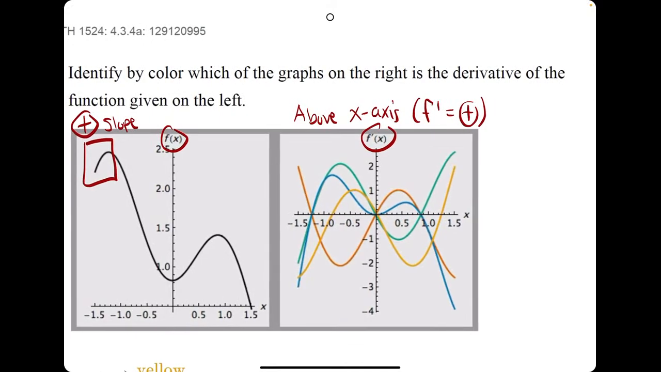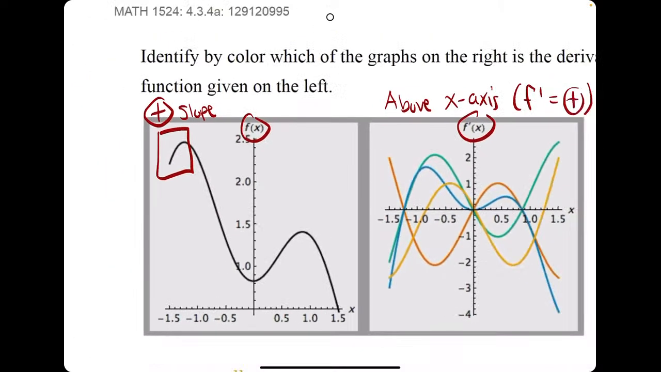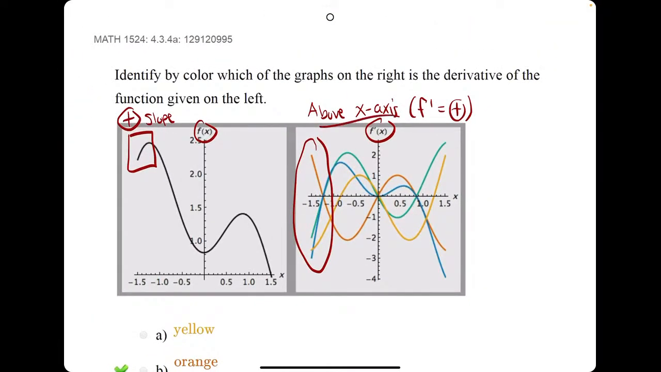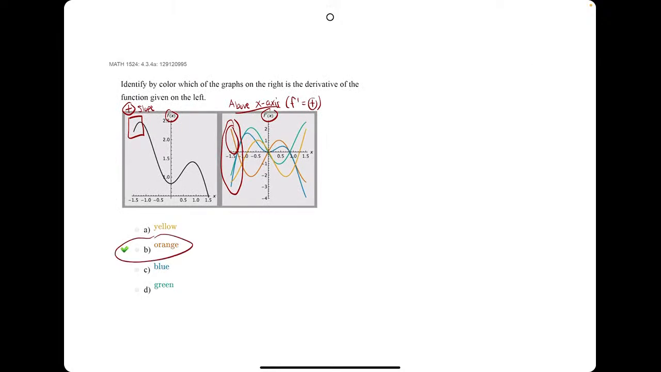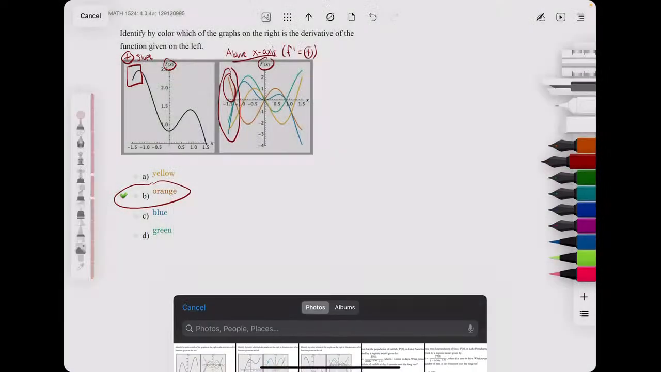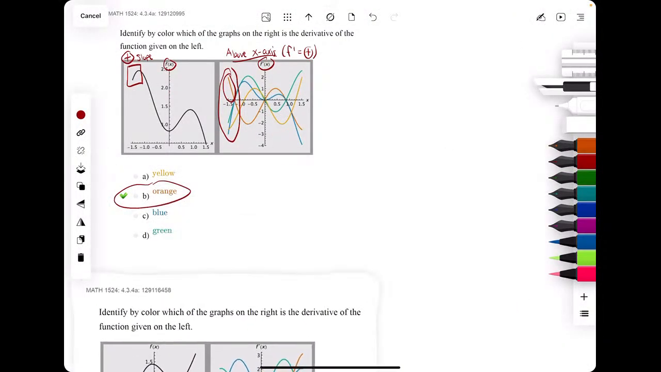So shortcut, if right off the bat it's increasing or has a positive slope, then right off the bat we're looking for the color that is above the x-axis. The only one that is above the x-axis off the start is orange. And that's it. I would always look at just the first stretch when you're going through these. So let's do a couple more.